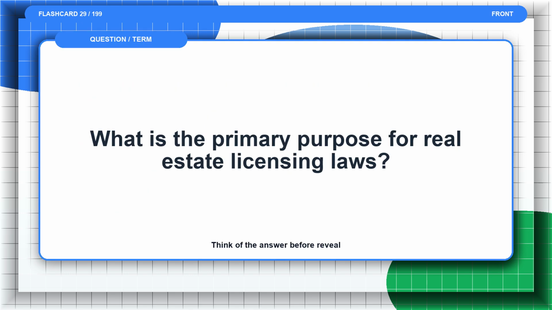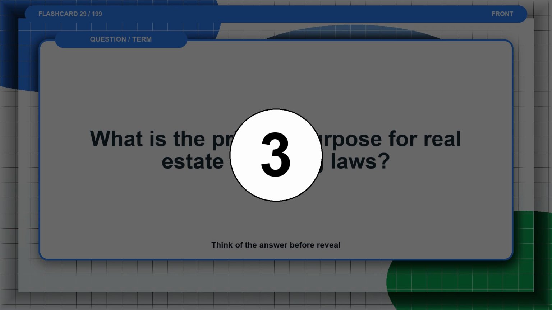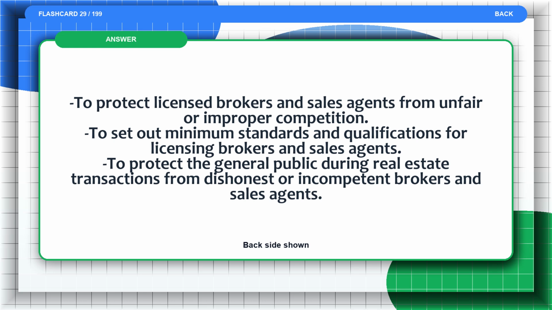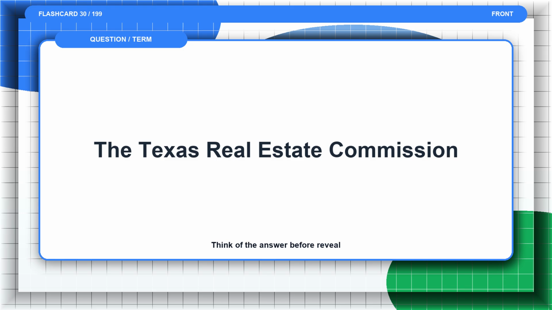What is the primary purpose for real estate licensing laws? Pause and think of the answer before the reveal. The answer is to protect licensed brokers and sales agents from unfair or improper competition, to set out minimum standards and qualifications for licensing brokers and sales agents, and to protect the general public during real estate transactions from dishonest or incompetent brokers and sales agents. Flashcard 30. The Texas Real Estate Commission.